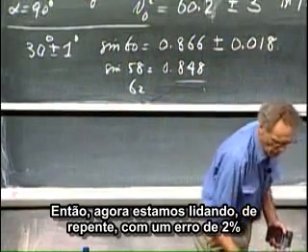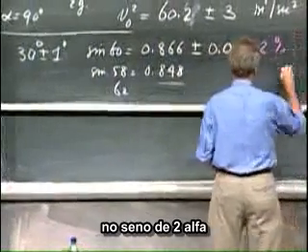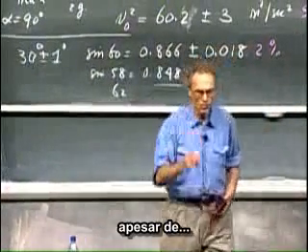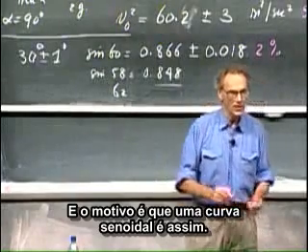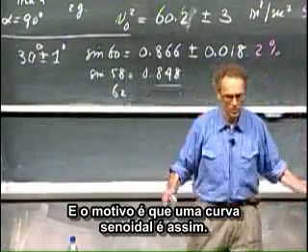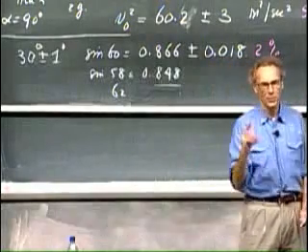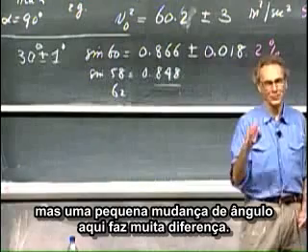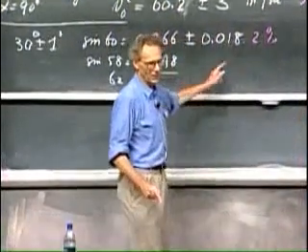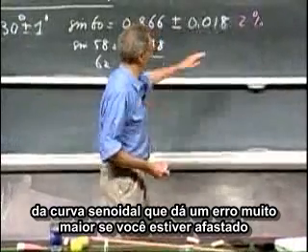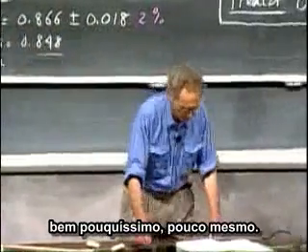So now we're dealing all of a sudden with a 2% error in the sine of 2 alpha, even though there's only a 1 degree uncertainty in the angle. And the reason is that the sine curve is like so. A small angle change here makes no difference, but a small angle change here makes a lot of difference. And you can see that it is the slope of the sine curve that gives you a much larger error if you are off by a teeny-weeny little bit.